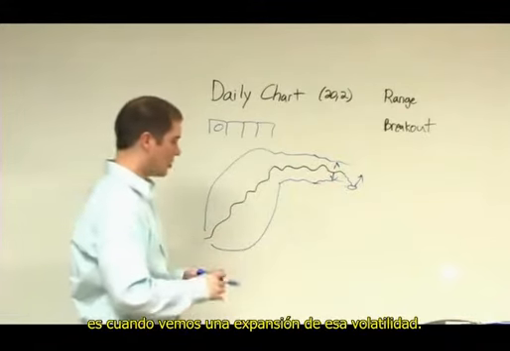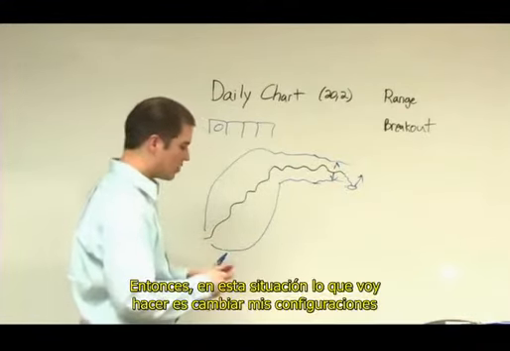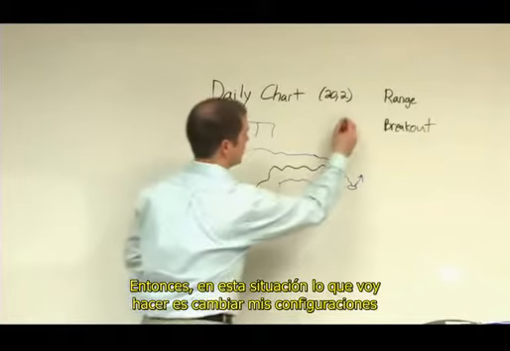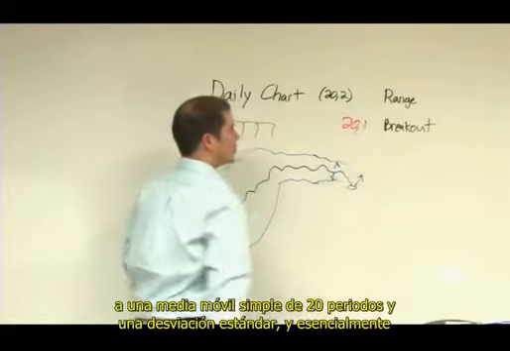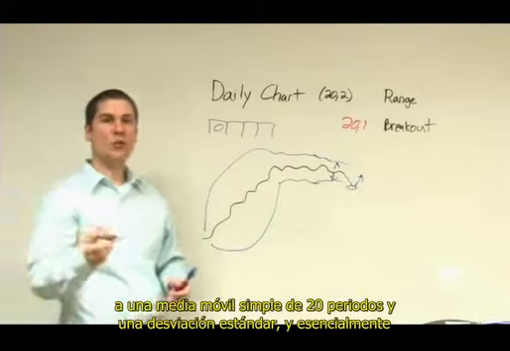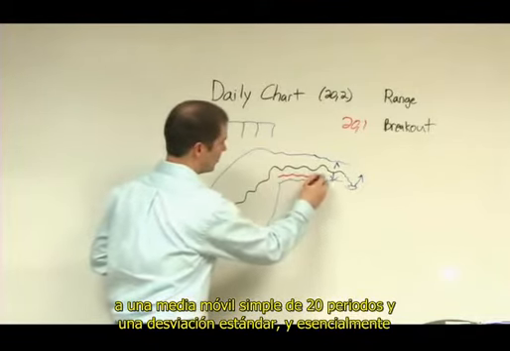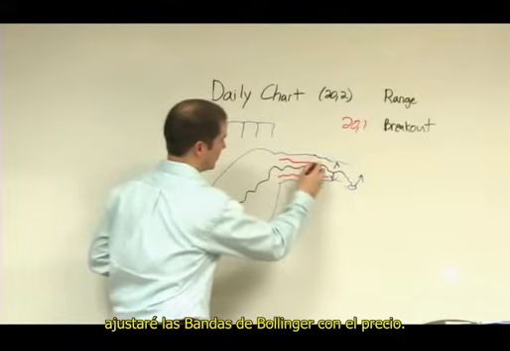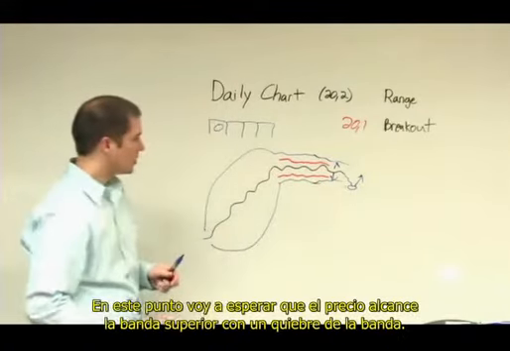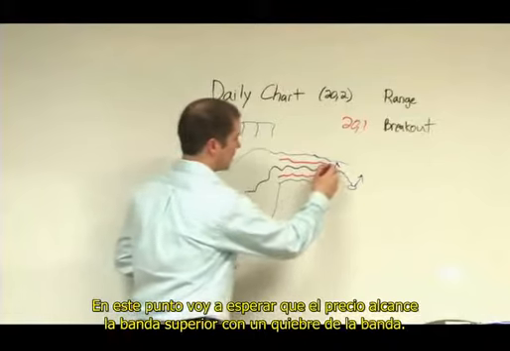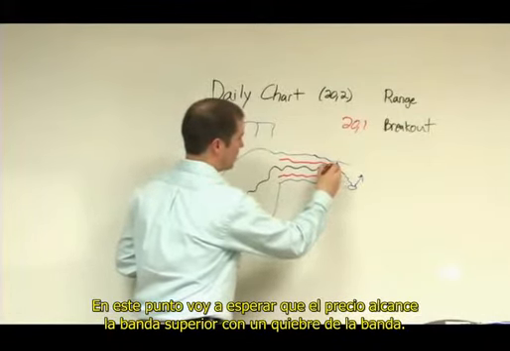So in this situation, I'm going to change my setting over to a 20 period simple moving average and 1 standard deviation. Essentially what that does is put the Bollinger Band tighter in on the price. And so at this point, I'm going to wait for my price to reach my upper band on a breakout type of trade.